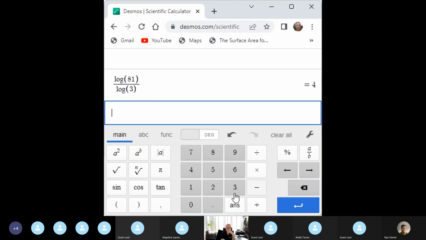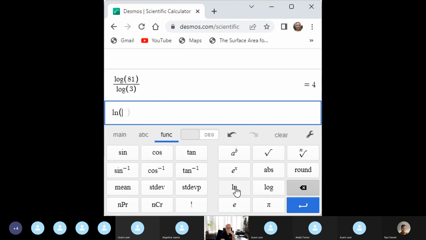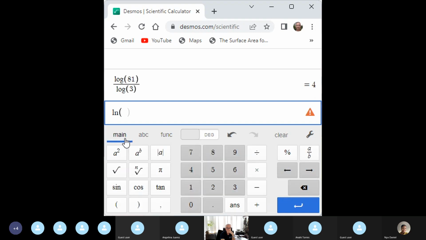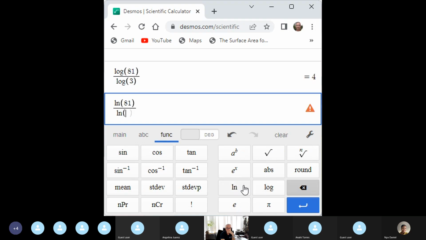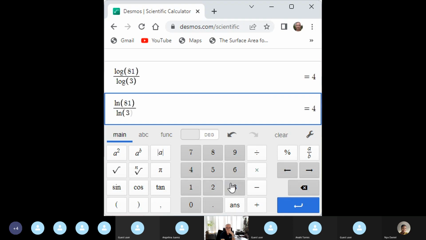Likewise, let's do it with the natural logarithm: ln 81. I recommend doing it yourself on your own calculator, using both expressions. Division, ln of 3. Same answer. Did you see that? Yes. Okay, cool.